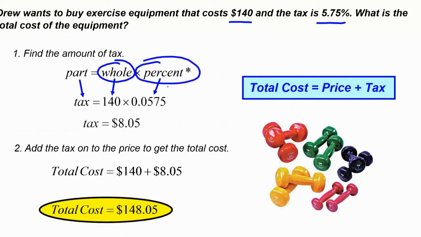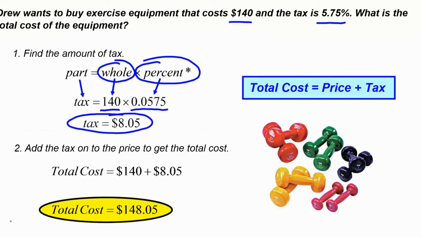And remember, I'm using the percent equation here. And remember that the percent in the equation is always written as a decimal. So that's what I'm doing in this example. The tax is going to be the cost of the equipment times the percentage. That'll tell us our tax, and the 5.75% as a decimal is 0.0575. I divided that by 100 to convert that percent to a decimal, remember? And then when I multiply those together, I get $8.05. So that's the amount of tax that we're going to have to pay.